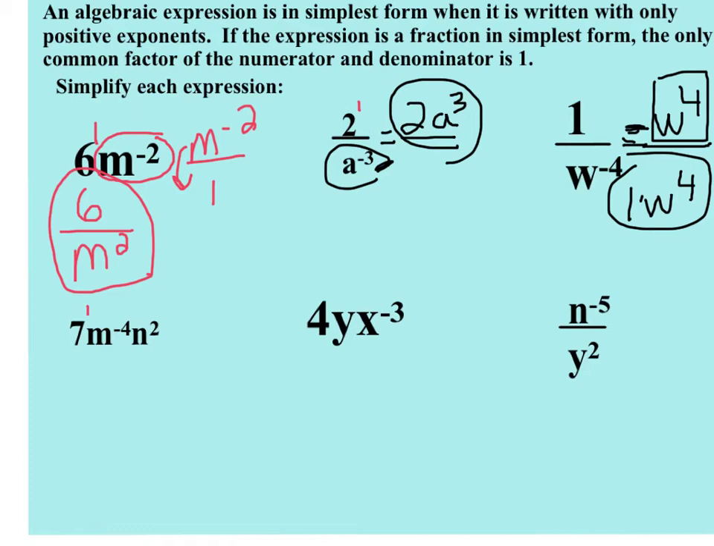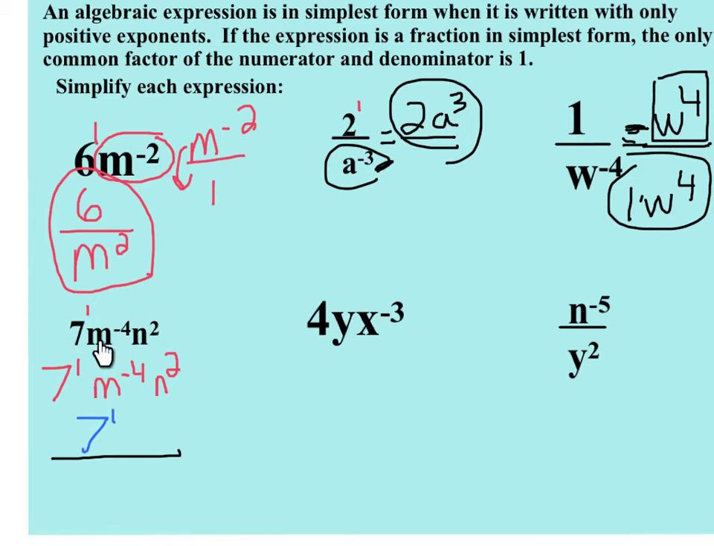So, this is 7 to the 1 first, this is m to the negative 4, and this is n to the second. So we have to decide, does it stay or go down? Okay, ready? Here we go. 7 to the first power, that's a positive exponent, so it stays. It stays on top. So we're going to write 7 to the first power.